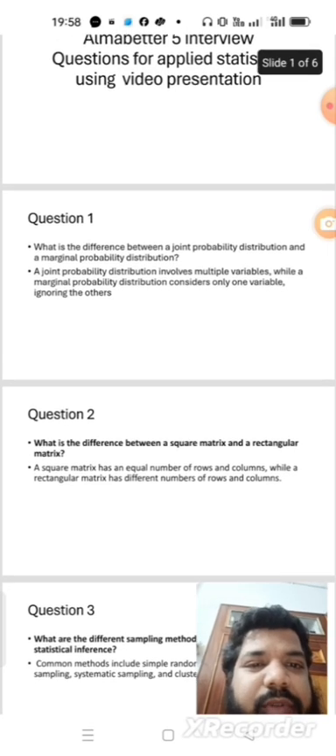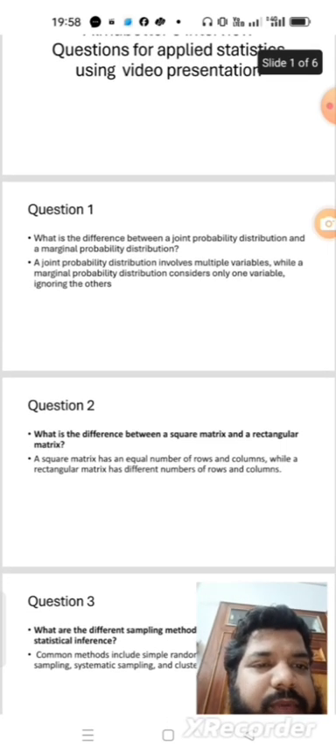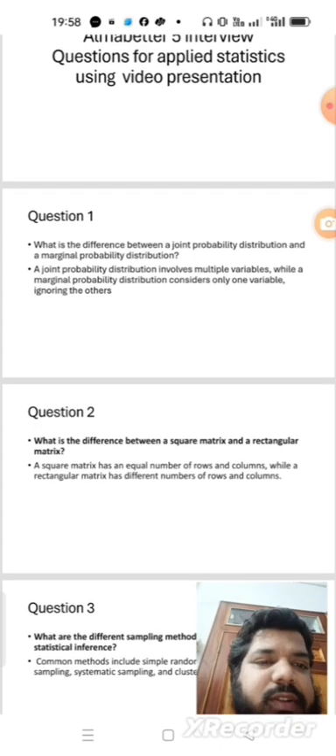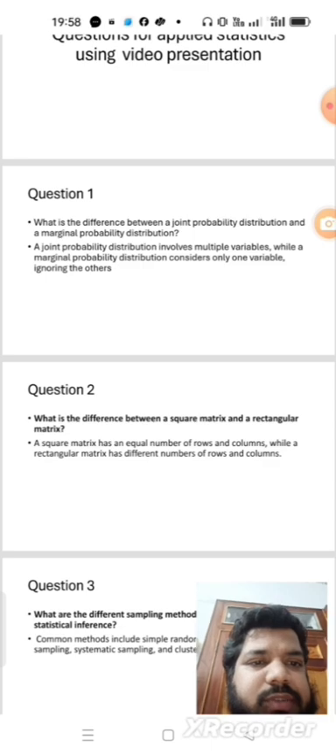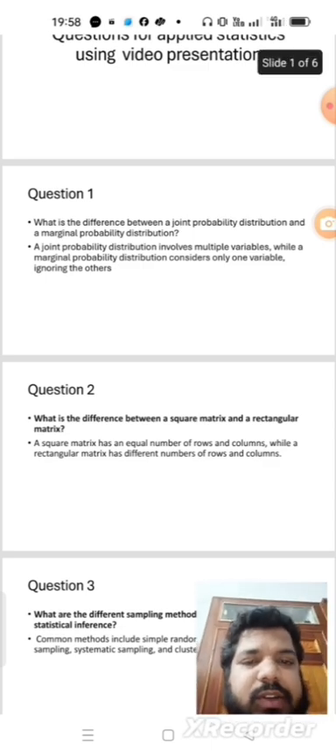The joint probability distribution involves multiple variables that are independent of each other, while a marginal probability distribution considers only one variable, ignoring the others.